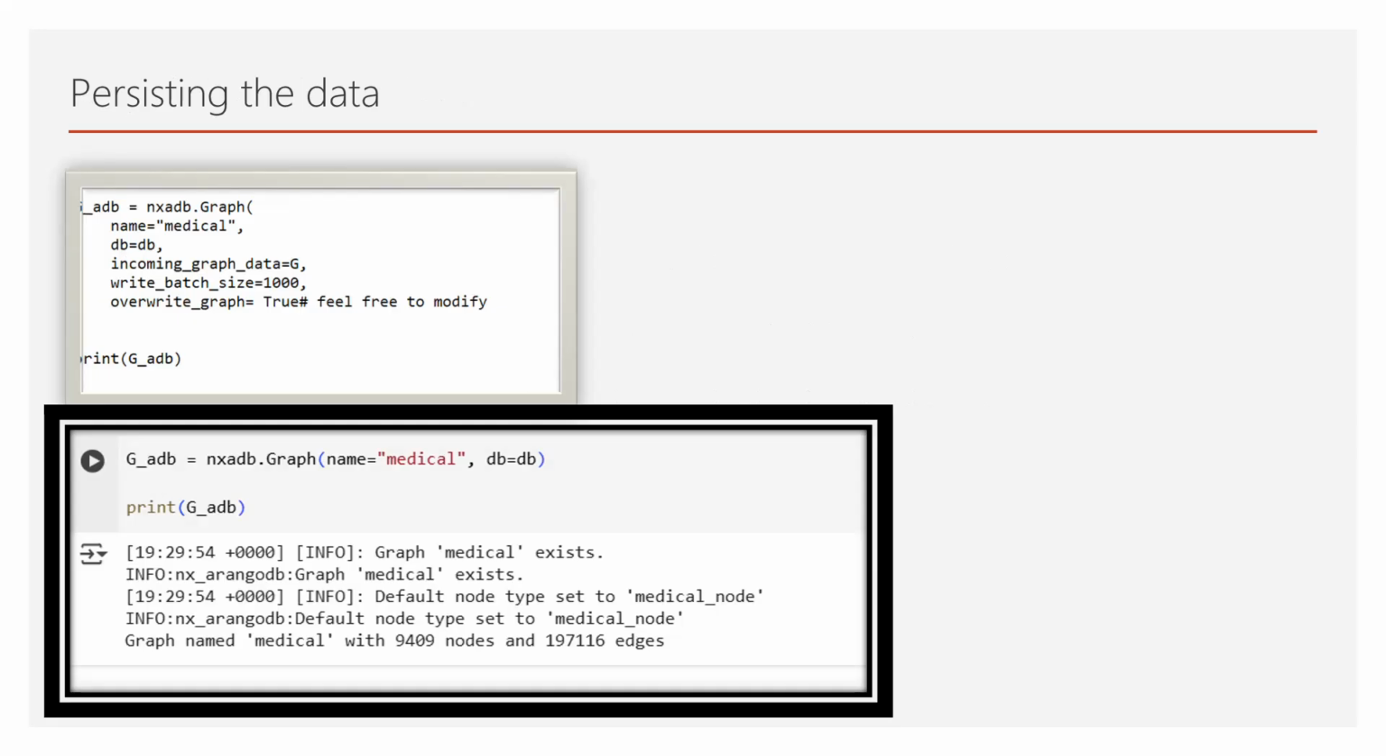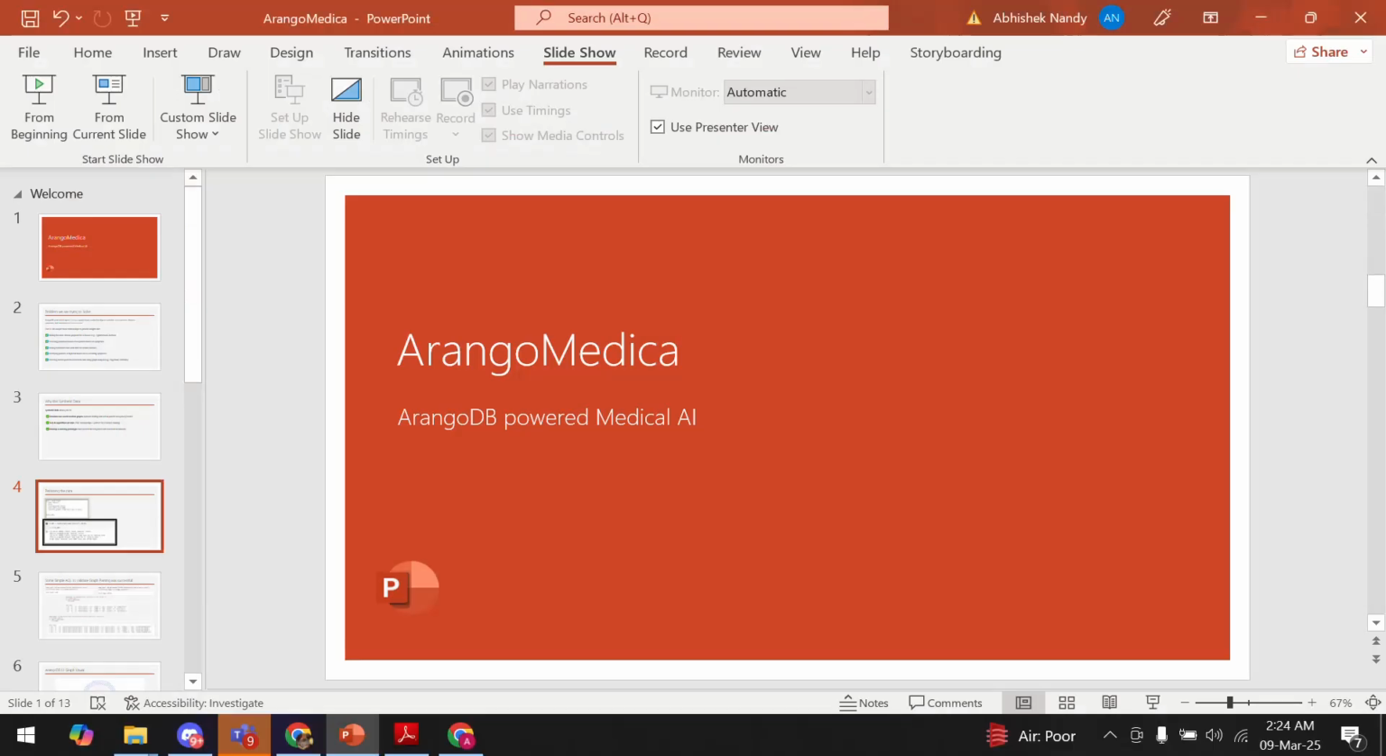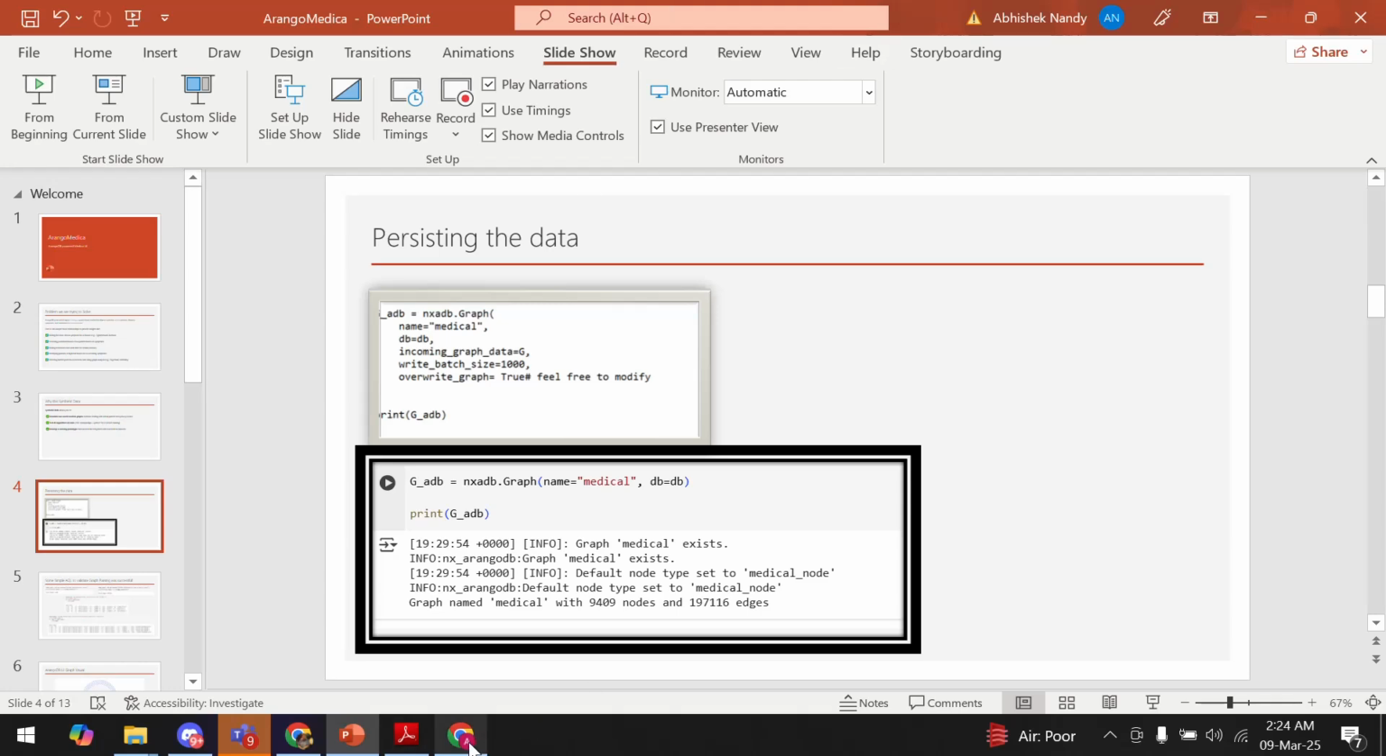We persisted the data with a batch size of 1000 into the graph-based ArangoDB. Then we created the graph instance for that. We had around 9,409 nodes and 197,116 edges. So let's take a look at our database first.